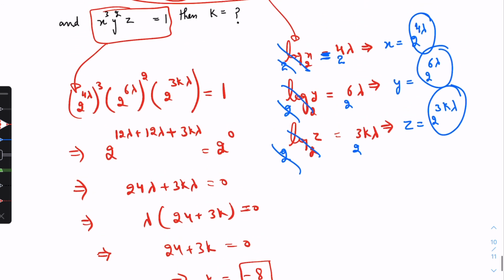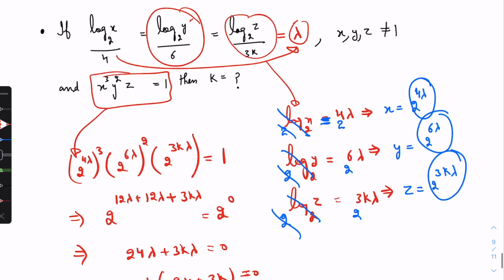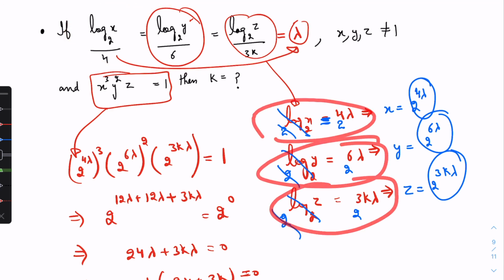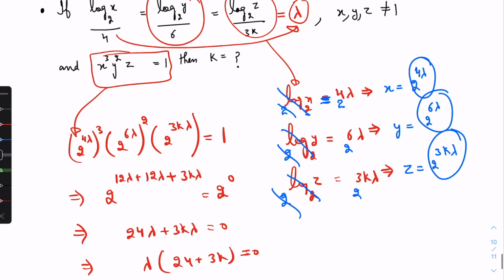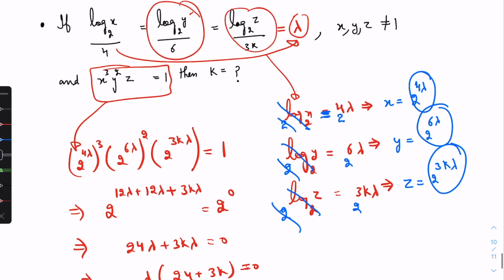Right, so plain simple. So these were logarithmic equations, and in these portions logarithms were involved, and we just got rid of logarithms by applying appropriate bases. And once we got rid of logarithms, we just plugged these values into the second equation and we obtained the value of k. So very basic properties of logarithms.